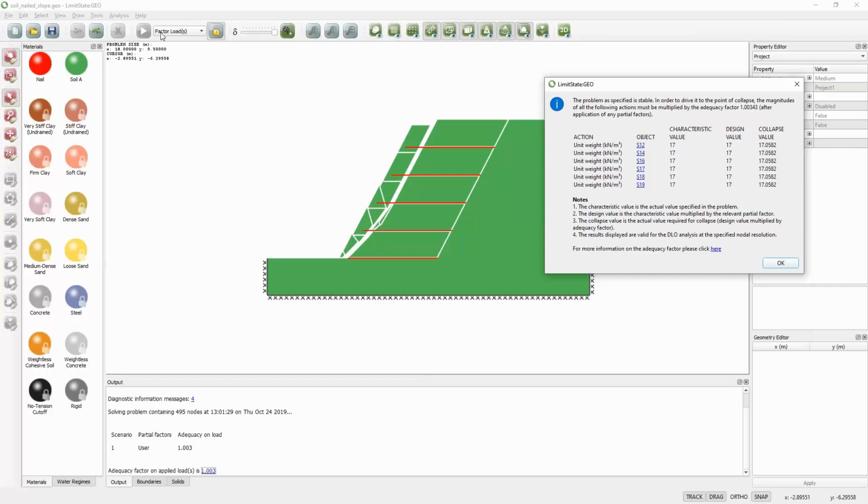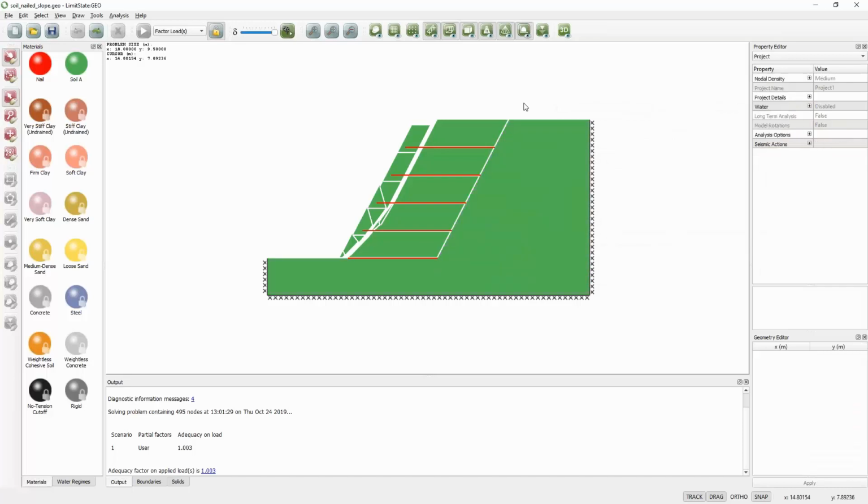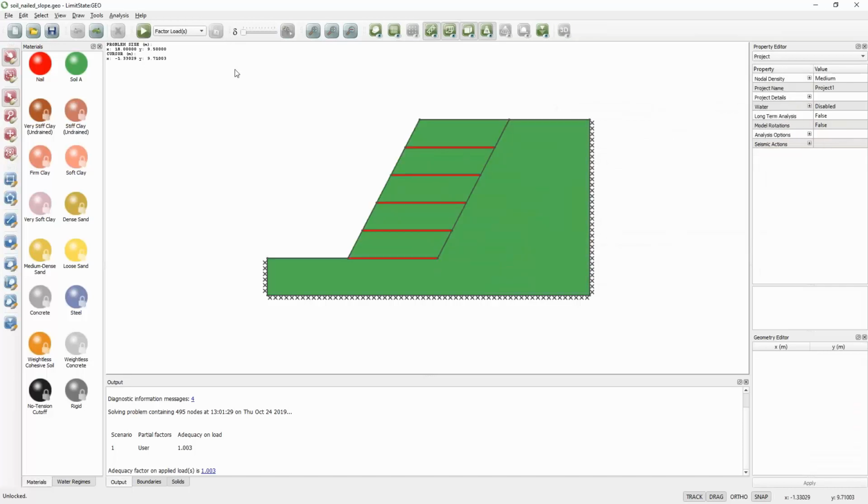We're using what's called a factor load mode, and what we've done is we've said that for all the soil in the problem, we have to increase their weight in order to cause the system to collapse. And if I click on these objects, you can see that we've specified essentially all of the blocks. Now we've just got a factor just over 1, so it's saying that this problem is pretty much on the limit. It's just about to fail, and if we increase the unit weight of the soil from 17 to this value here, we would get failure for this particular mode. And that's essentially how the software is calculating its failure.